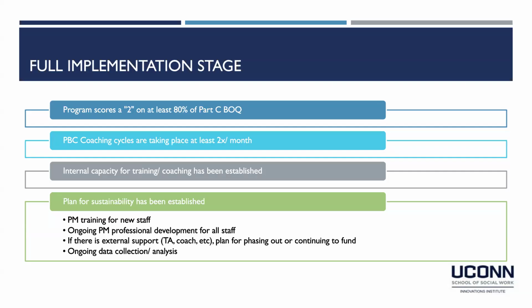We deliberately did not specify which sustainability factors go in which previous phase because each program is going to be different. But the idea is that throughout the implementation process, the PLT has created a plan for sustaining all of the critical pyramid model activities. This includes training new staff in the pyramid model, having ongoing professional development, including ongoing coaching opportunities and training refreshers as needed for all staff in the model, phasing out external support or identifying ongoing funding to maintain that support, and ongoing data collection and analysis.